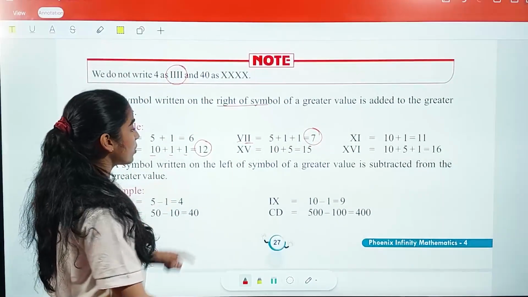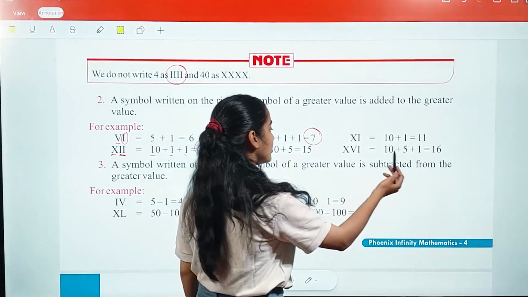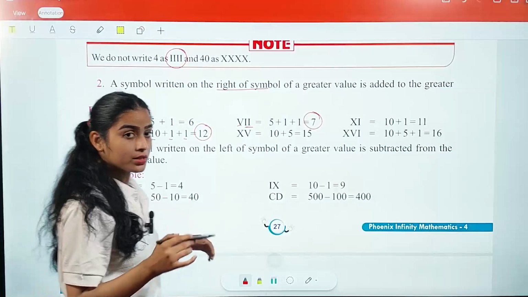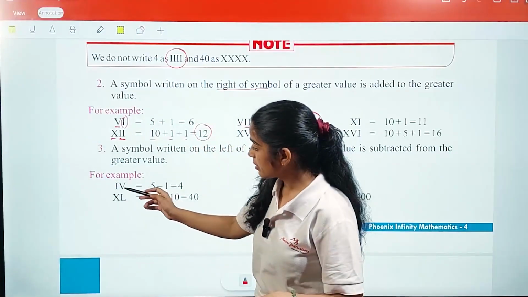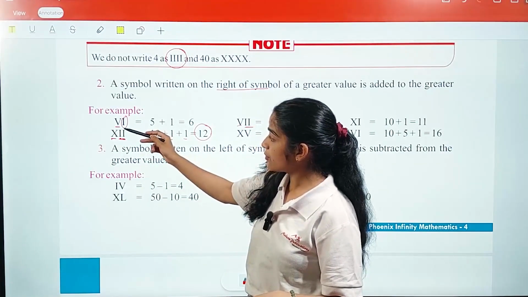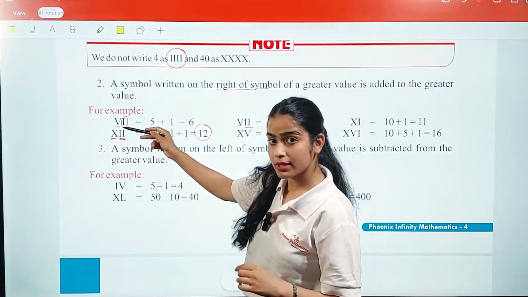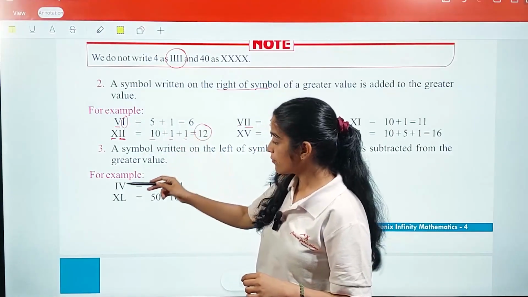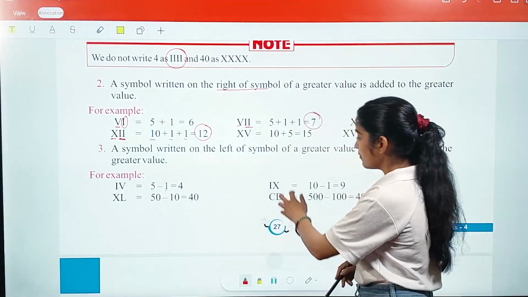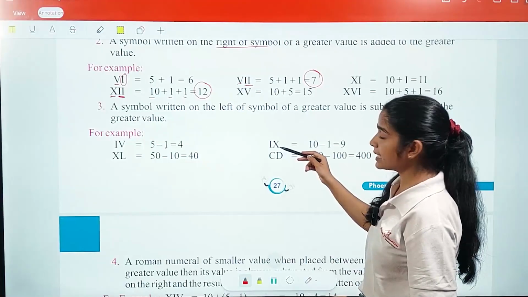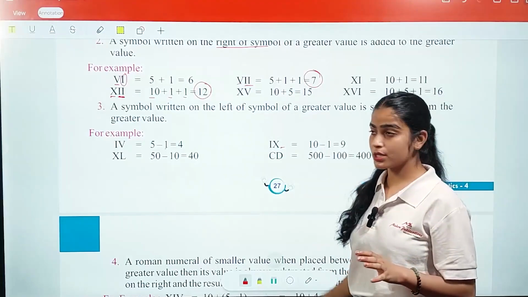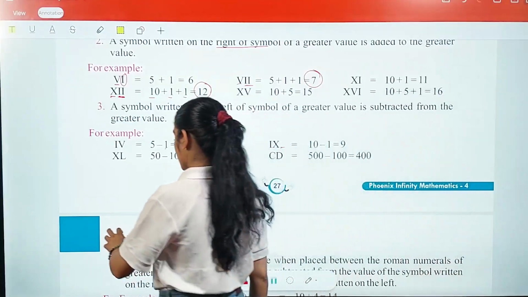Next, a symbol written on the left of a symbol of greater value is subtracted from the greater value. That means if you have a greater value on the right side, it will be subtracted. If you write smaller values on the right side, then we add it. If you write a greater value on the right, then we subtract it. Next we have I and X. Again 10 is the greater value, so we subtract: 10 minus 1 is 9. I hope students, this rule 3 is also understood by you.